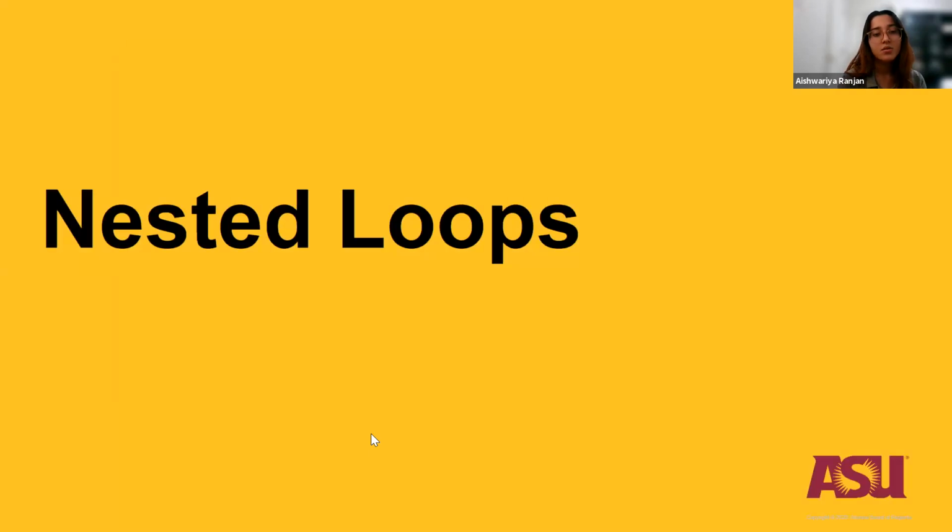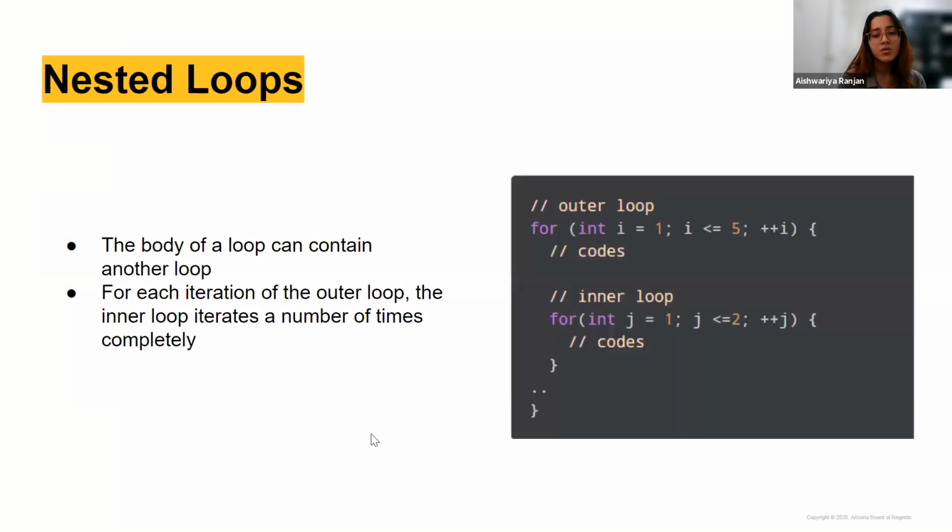Moving on to nested loops. The body of a loop can contain another loop. If there are two loops, as shown in the example over here, the one that comes first is the outer loop, and it will be enclosing another loop, which is the inner loop. For each iteration of the outer loop, the inner loop iterates completely.